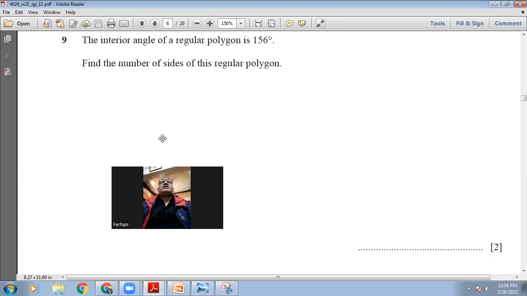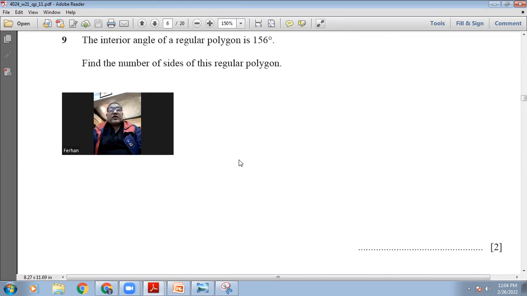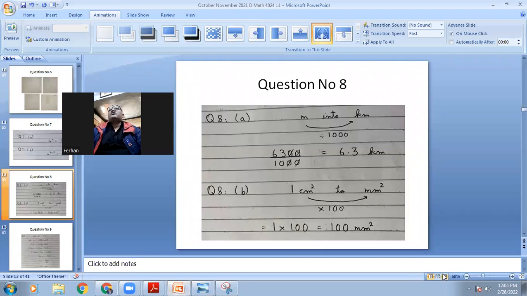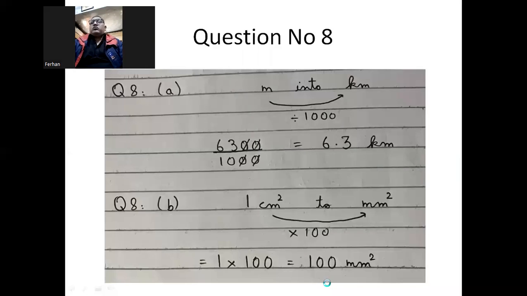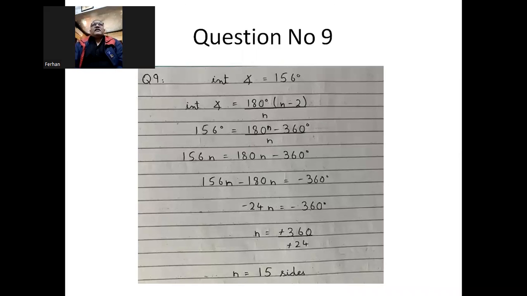You remember the internal angle of the regular polygon. We can find the internal angle of a regular polygon. The formula is internal angle is equal to 180 bracket n minus 2 bracket close divided by n. So let me show you the solution. So internal angle is 156. The formula for the internal angle is 180 bracket n minus 2 divided by n. 156 will be equal to 180 n minus 360 divided by n.